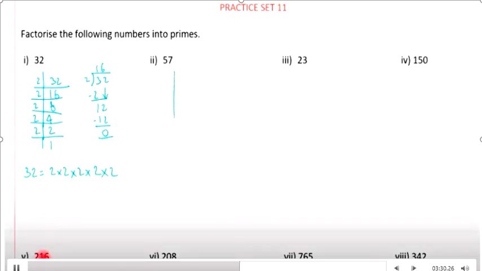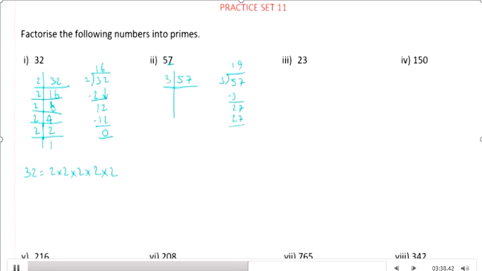Let's go to the next sum. The number we have is 57. 57 is an odd number, so it's not divisible by 2. Let's check if the number is next divisible by 3. Let's find the sum of the digits. 5 plus 7 is 12. So 12 is divisible by 3, so 57 will also be divisible by 3.